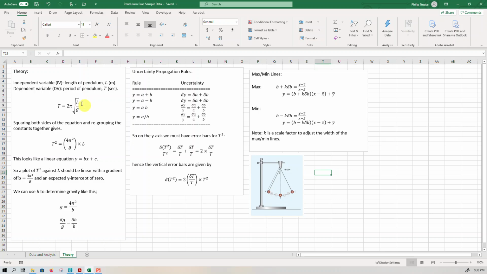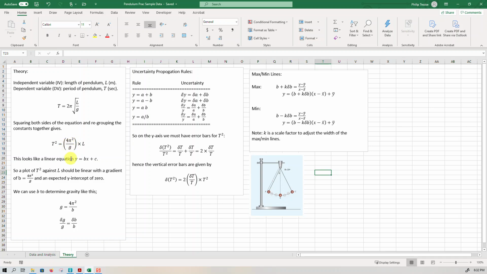So what I'll do to remove that square root is square both sides of this equation. T squared on the left, 2 times pi squared is 4 pi squared, and squaring this removes the root sign, so it's L over g. Now I'll leave the variable L by itself and I'll collect the constant gravity underneath the 4 pi squared. All of these are the constants.